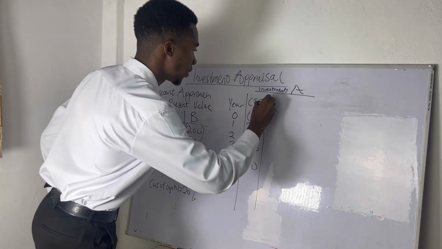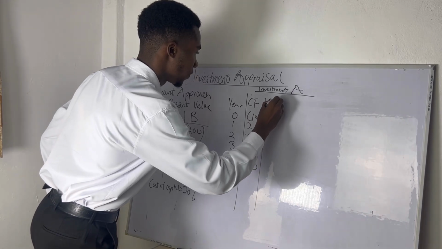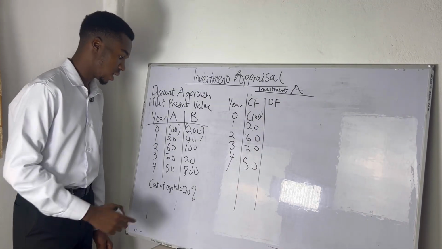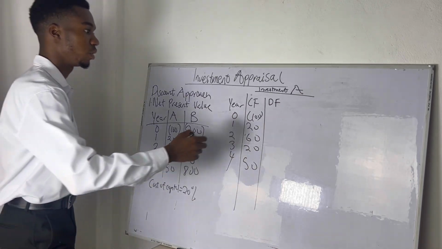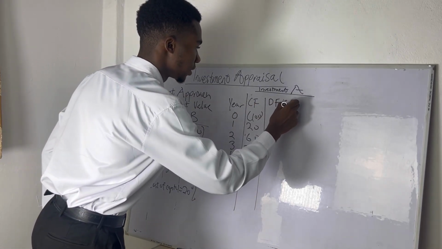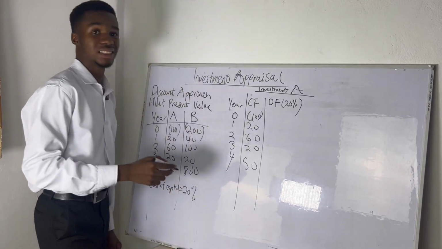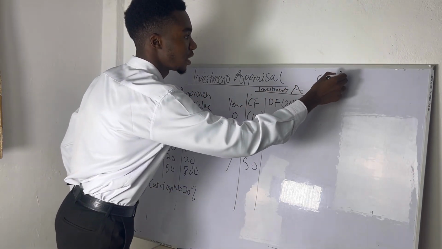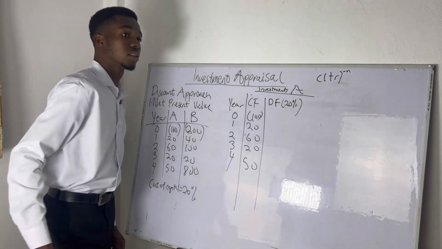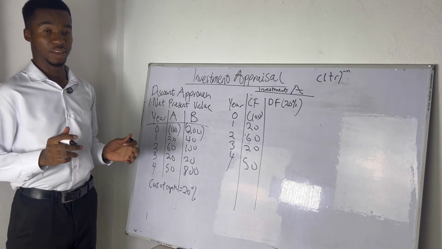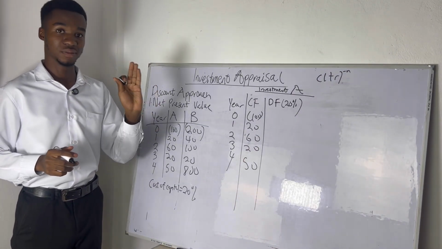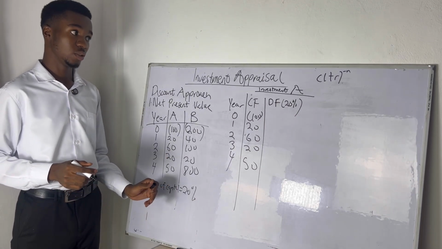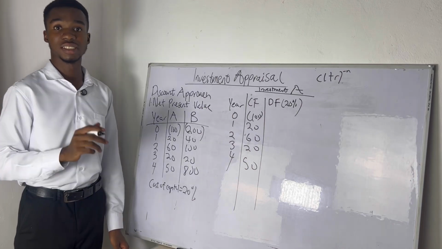So the discount factor, we are going to use DF. And for the discount factor, we are going to use 20%, since the question said the cost of capital is 20%. So the discount factor is 1 plus R, exponent negative n. If you want to find the discount factor for any investment, it's 1 plus R exponent negative n. So this one, R, which is the cost of capital, is 20%. You get it?